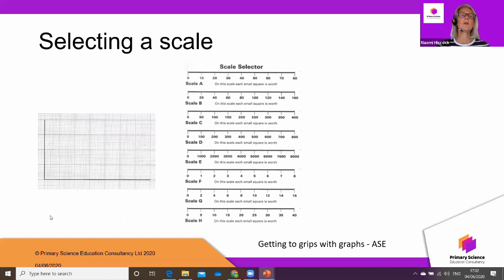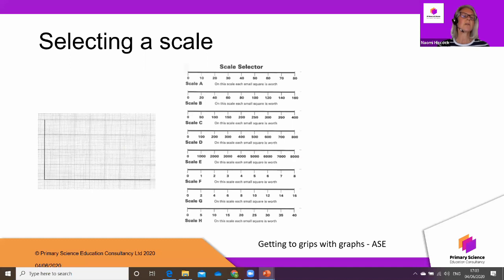Okay, so we're going to move on. Once they've established what type of presentation method is the most appropriate, then if they are drawing some sort of graph, the next thing they need to think about is selecting the scale. This is something that my children used to struggle with quite a lot, and they wouldn't necessarily think about it before they started writing the numbers on.